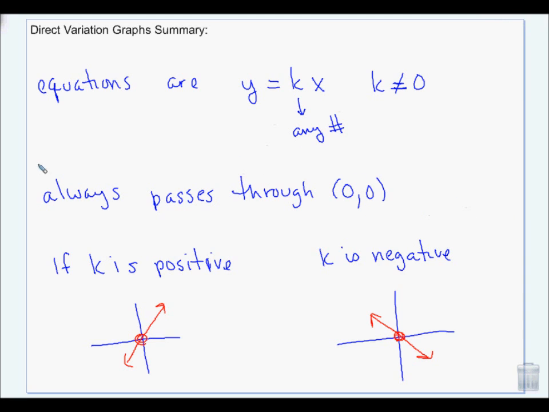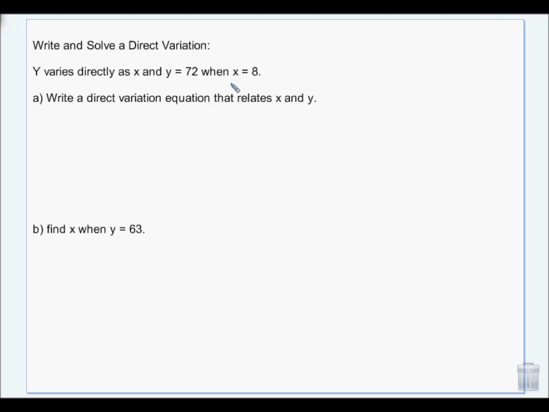The k is the same thing as slope, which is usually m. So k and m are the same thing. They're both the slope. You're given two numbers, x and y, and you're told that y varies directly as x. Whenever you're told y varies directly as x, that means you're going to get y equals kx. That's what this sentence means.